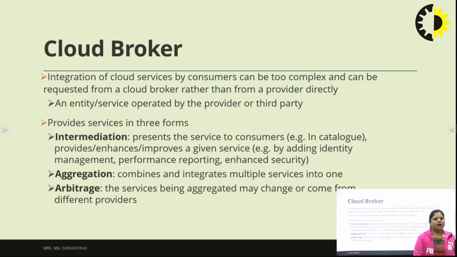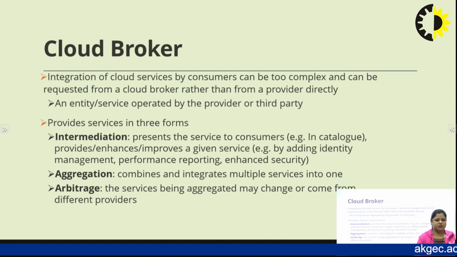intermediation, aggregation and arbitrage. So, what is cloud broker? Cloud broker basically works as an intermediate between cloud consumer and cloud provider. So, it provides services in three forms. The first is intermediation. What is intermediation? It presents the service to consumer, for example in a catalog, and enhances or improves a given service, for example by adding identity management, performance reporting, enhanced security, etc. So, this is the basic term of intermediation, one of the services they can provide by the cloud provider. The second thing is aggregation.